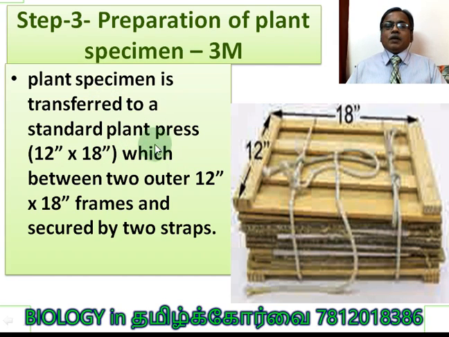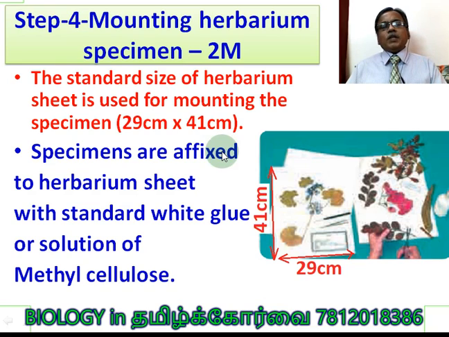You see here, the size of the plant press is 12 inches by 18 inches, between two outer 12 by 18 inch frames, secured by two straps. Very clear? So this is the way in which it is manufactured. The standard size of herbarium sheet.